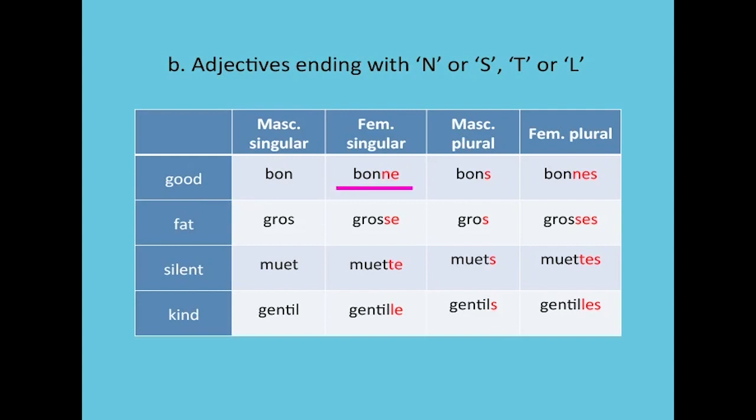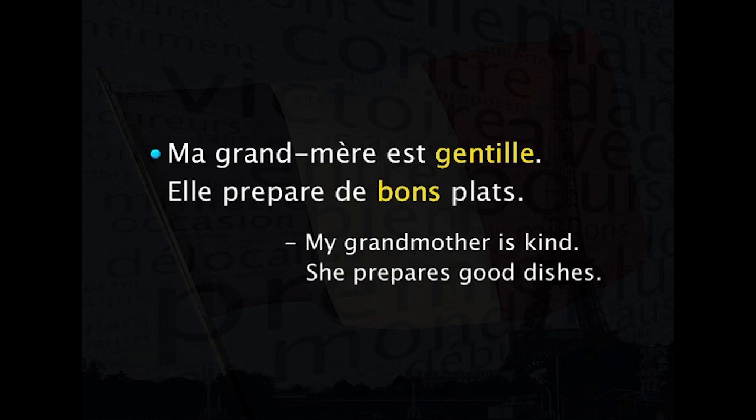Bon, bonne, bon, bonne. Gros, grosse, gros, grosse. Muet, muette, muet, muette. Gentil, gentil, gentil, gentil. Now let's look at a few sentences. Ma grand-mère est gentille. Elle prépare de bons plats. My grandmother is kind. She prepares good dishes.